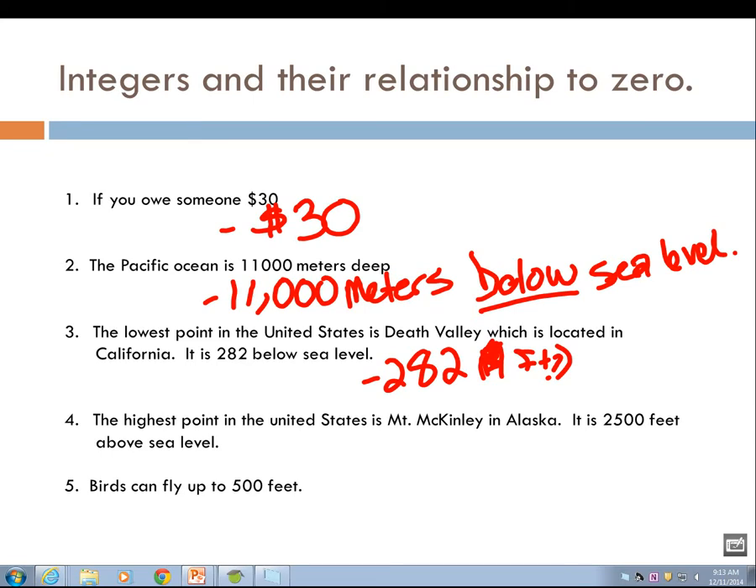The highest point, well, let's use technology. No, I don't want to get into it. So, you have the next one? Okay, the highest point in the United States is Mount McKinley in Alaska. It is 2,500 feet above sea level. What's that one? Positive, for sure. And then birds can fly up to 500 feet. Yep, positive, because it's birds flying up.